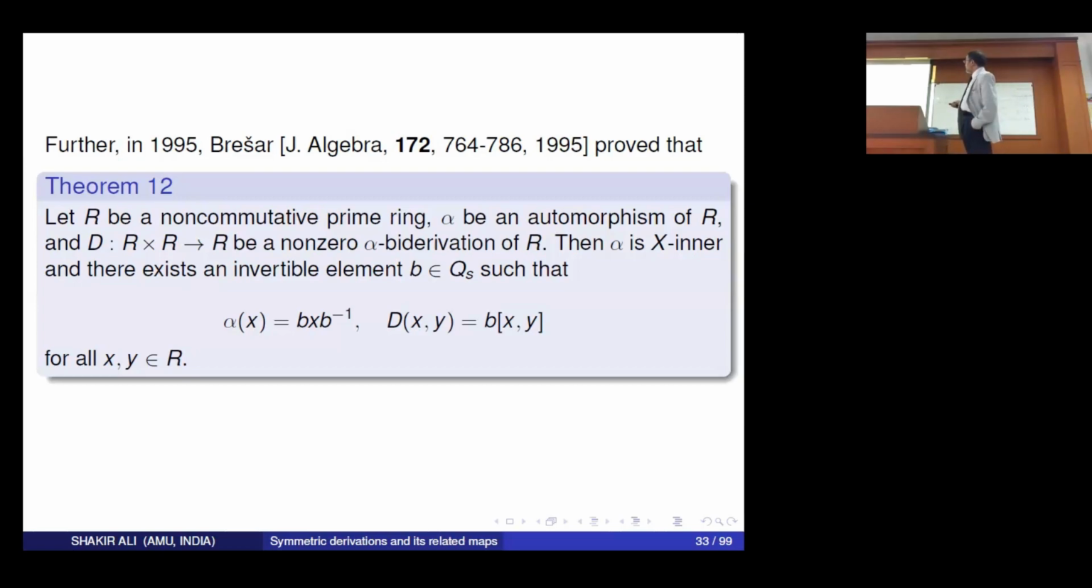So look at here. Then D from R times R is a non-zero alpha-biderivation, and then alpha is X-inner. What does X-inner mean? That is, there exists an invertible element B in the symmetric ring of quotients, with this condition: alpha(x) equals B x B inverse. With this property, we take D of this form: D(x, y) equals B times [x, y]. So he described the behavior of this map in terms of this automorphism alpha.